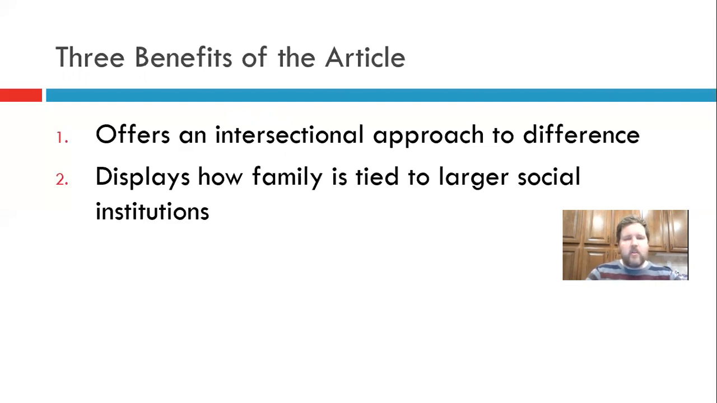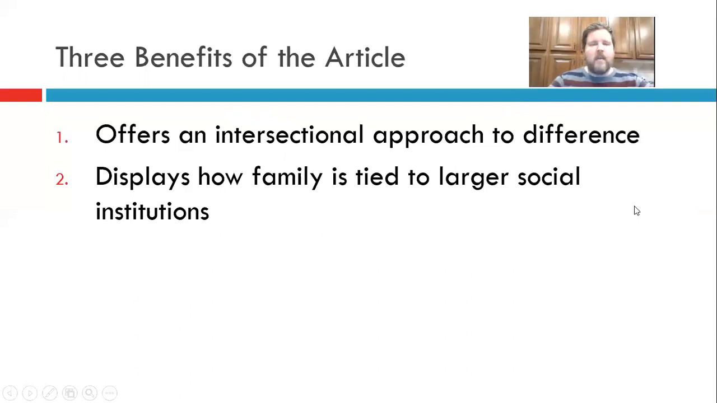Second, this article displays how family is tied to larger social institutions. I've shared this article with a couple of people, and sometimes they'll say things like, you know, I don't know why you think this is a family communication article. The beginning's about family and the end's about family, but none of the middle is. And I would say that's a very white, privileged read of the middle of the article.